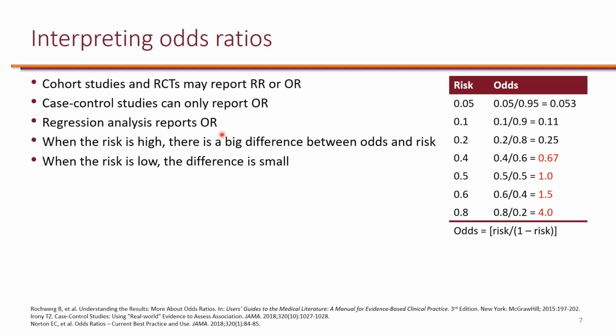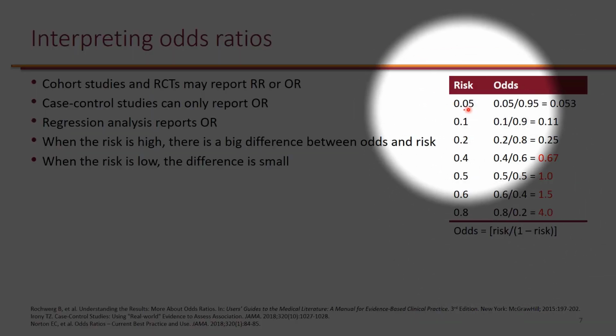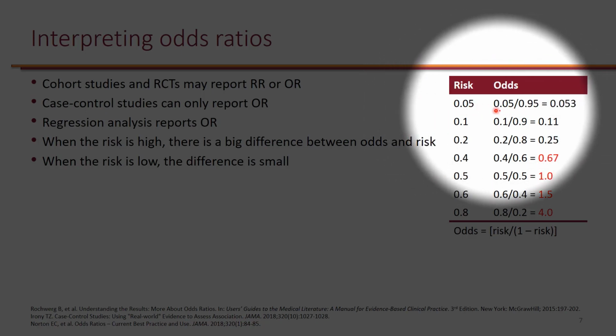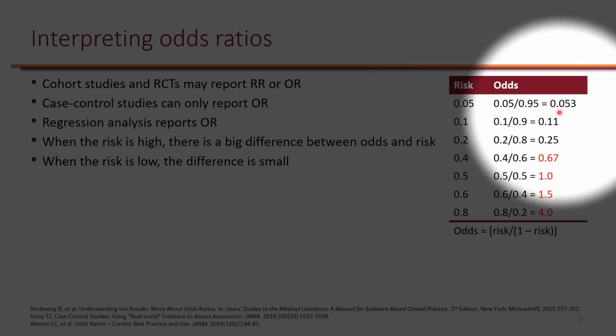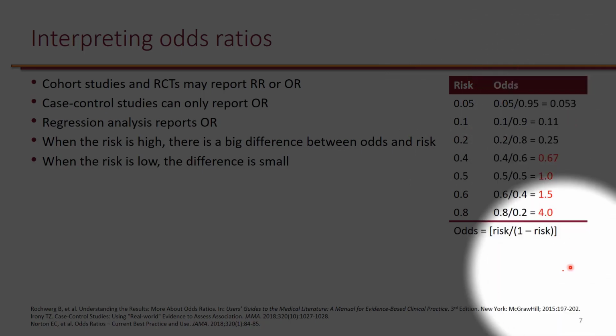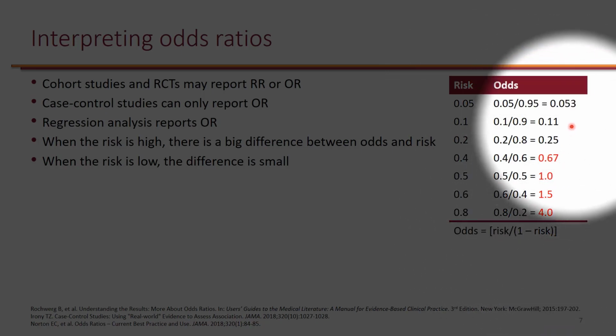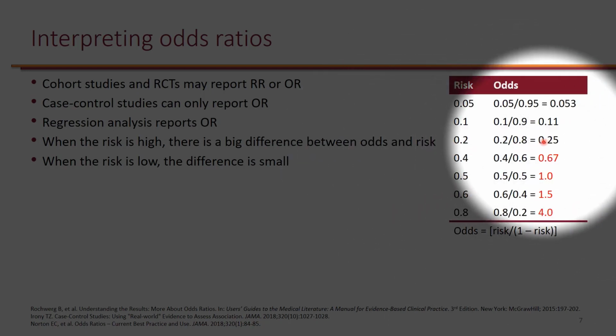So now let's compare the odds and the risk. As you can see, when the risk is high, there is a big difference between odds and risk, whereas when the risk is low, the difference is small. So I've done some sample calculations for you here. When the risk is 0.05, when you convert it to odds, you can see the odds are 0.053, and the equation is down here. This is just to show you the concept. You don't really have to do these calculations.